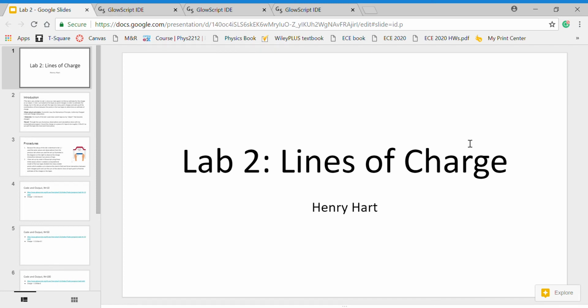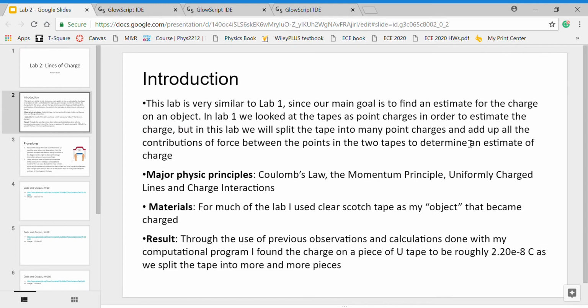This is Lab 2, Lines of Charge. So this lab is very similar to Lab 1, since our main goal is to find an estimate for the charge on an object. In Lab 1, we looked at the tapes as point charges in order to estimate the charge. But in this lab, we will split the tape into many point charges and add up all the contributions of force between the points in the two tapes to determine an estimate of charge.